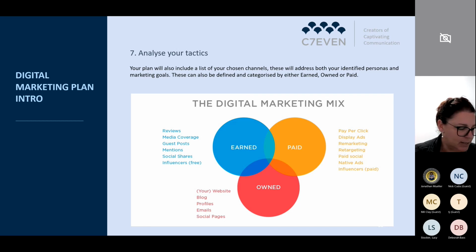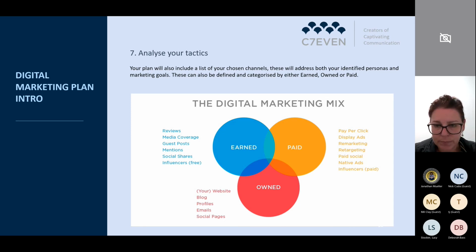And from your business's perspective, they're owned. So when we talk about owned media, we're talking about things that you've got 100% ownership and authority over. Things like your website, your blog posts, profiles, your emails, your social pages. And one of the most valuable that actually isn't on this particular diagram is your CRM, your actual customer data. That is the most valuable asset that any business can have and manage and work.